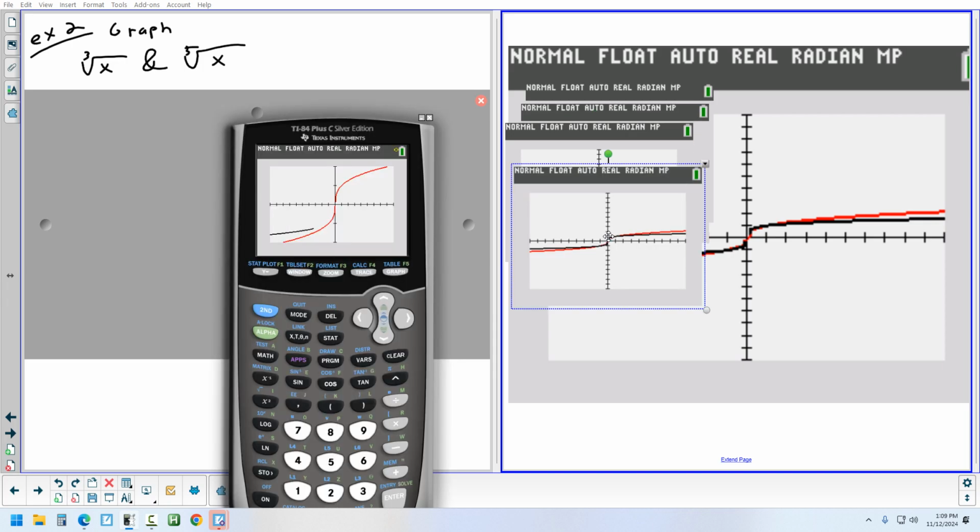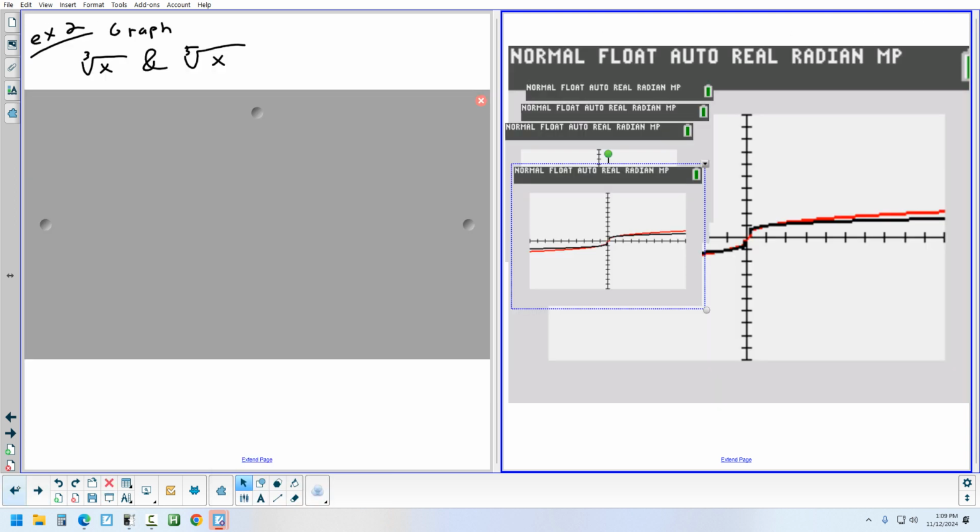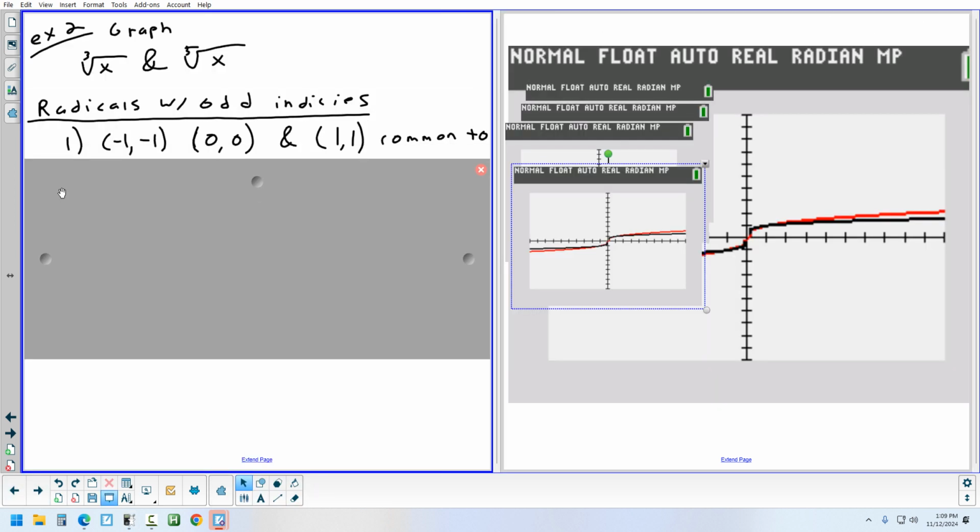But yeah, they do go through the point 1, 1, and there's another point where they cross too. -1, -1. So those 3 points are common to all the graphs.